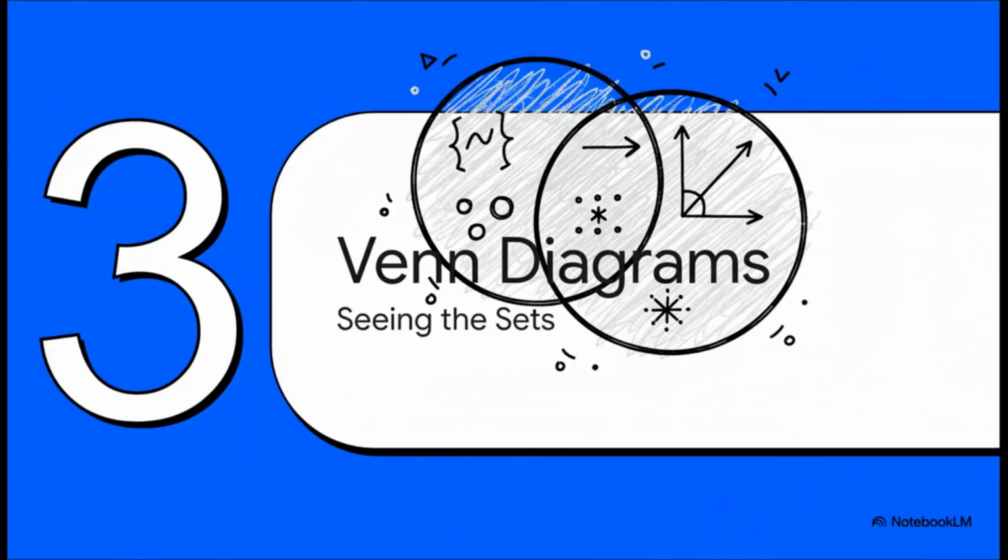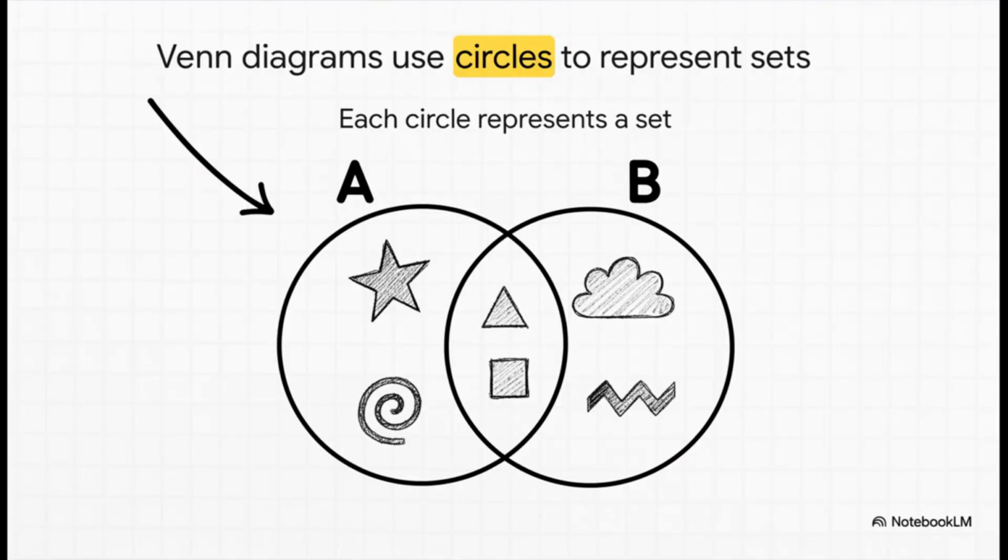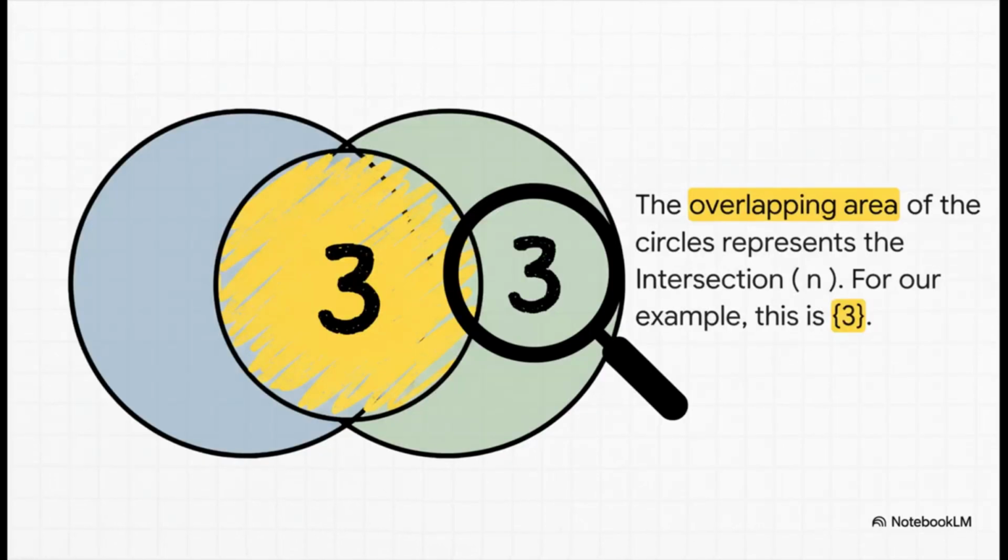Now, talking about sets with numbers and words is fine, but seeing them is so much better. And for that, we have a super simple and kind of famous tool, the Venn diagram. Oh, you've definitely seen these before. A Venn diagram just uses a couple of overlapping circles to draw a picture of how sets are related. Each circle is its own set. And here is where it all makes perfect sense. That little section in the middle, the part where the two circles overlap, that right there is the intersection. It's the little zone where elements, like our number 3, belong to both sets at the exact same time.